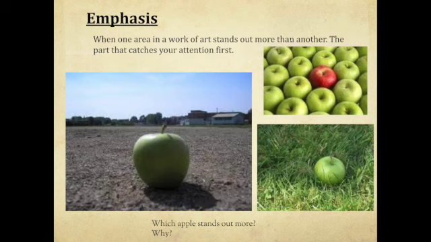In the top right image, we're all probably looking at that red apple because it's the one red apple in amongst the green apples. And on the bottom, that one apple that's sitting on the grass, why are we looking at the apple? Because it's the only apple in the picture, or because the smoothness of the apple is contrasted with the texture of the grass, so we're able to really pick out that apple even though it's all green.